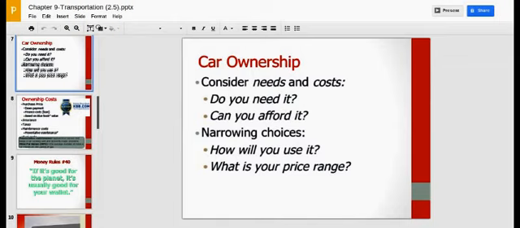And when you say to yourself, yes, I can't afford it, well, now you want to go into more specifics. Well, what's your actual price range? Now we're talking specific numbers. All right, so a couple of questions to ask yourself.